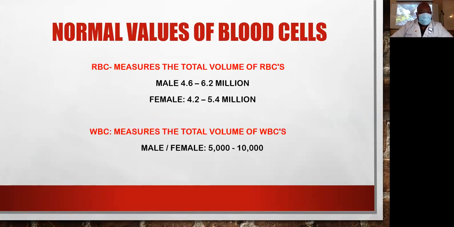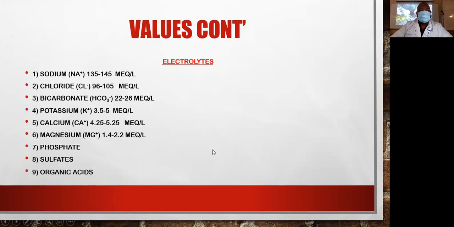For the red blood cell count, we use the lowest in the female and the highest for the male, so it's about 4.2 to 6.2 million, okay? That's red blood cells. The white blood cells are 5 to 10,000 in both male and female.